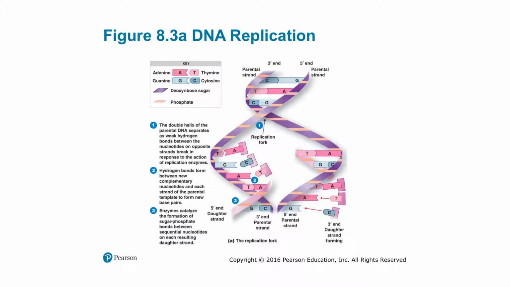And so hydrogen bonds are formed between new complementary nucleotides, and each strand of the parental template is now going to form new base pairs. So we're going to have different ones coming in here. So they're going to come in here, and they're going to kind of insert themselves. So we got extra nucleotides floating around so that we can make this DNA. And so enzymes are going to catalyze the formation of the sugar phosphate bonds between the sequential nucleotides, resulting in each daughter strand.